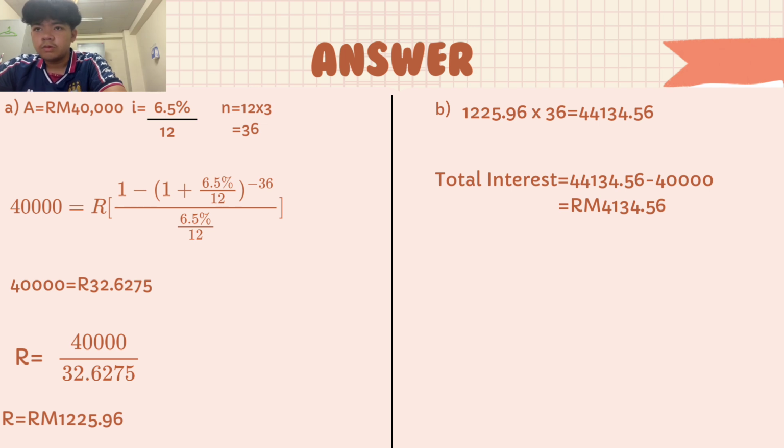So for the B question, we just need to take the answer from A, which is 1,225 ringgit 96, and multiply it by 36, and you will get 44,134.56. So for the total interest, just take the 44,134.56 and subtract the face value, which is 40,000, and you will get 4,134 ringgit 56 cents as your answer.